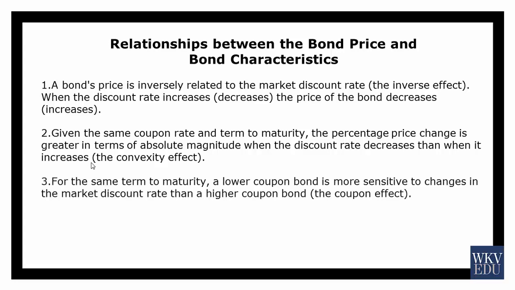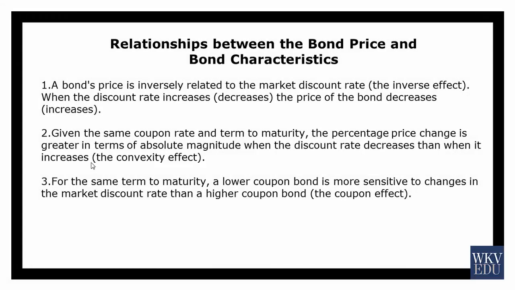For the same N, that is maturity, a lower coupon bond is more sensitive to changes in the discount rate than a higher coupon bond. This is known as the coupon effect. From an exam perspective, you really need to be on top of this slide.